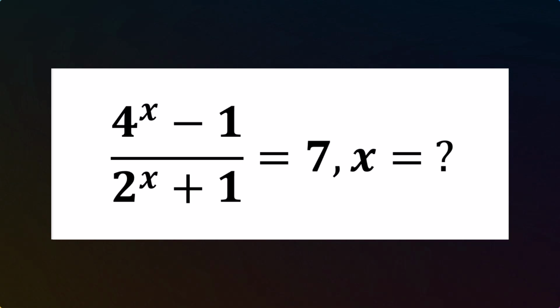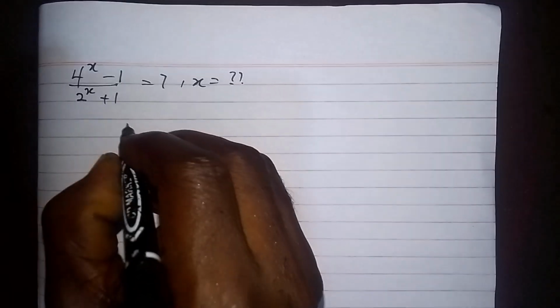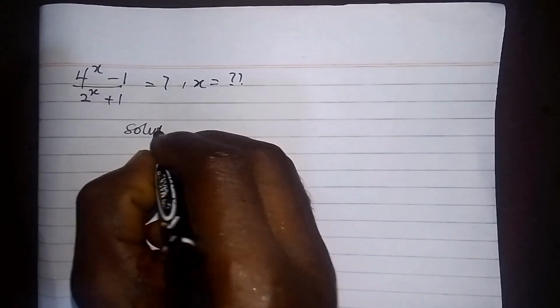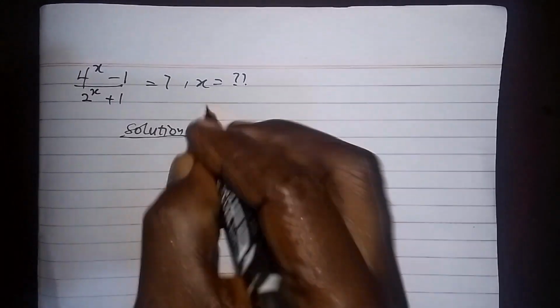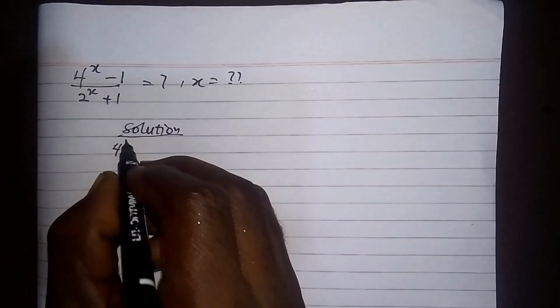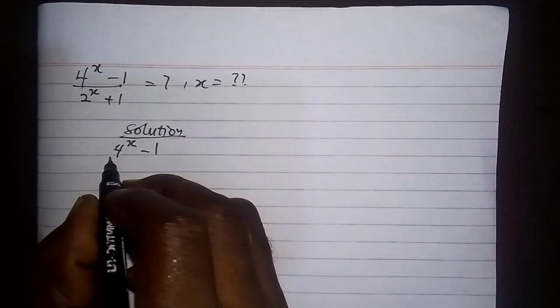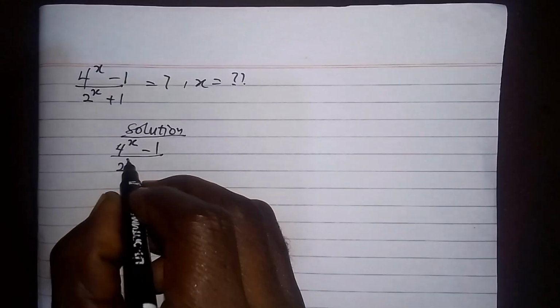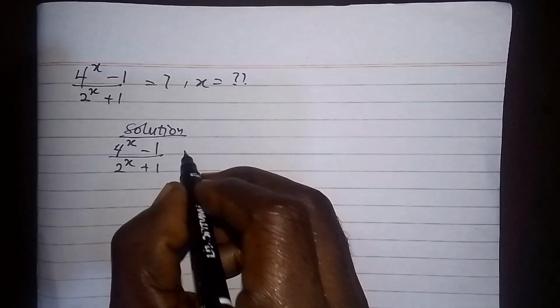4 to the power x minus 1 over 2 to the power x plus 1 equals 7. We want to find x. Let's get straight to it. So 4 to the power x minus 1 over 2 to the power x plus 1 equals 7.